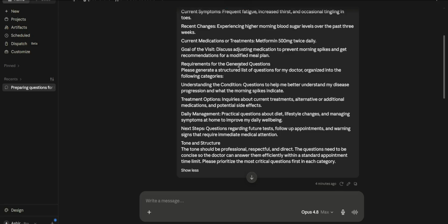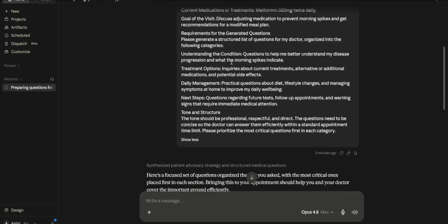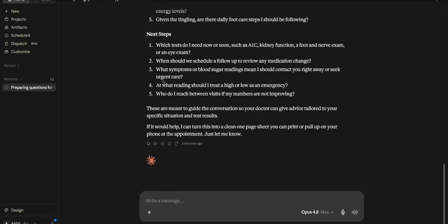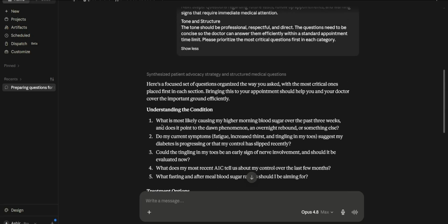My requirement for the generated questions is: please generate a structured list of questions for my doctor organized into the following categories. Understanding the condition: questions to help me better understand my disease progression and what the morning spikes indicate. After that, it gave me thorough questions, like 20 of those.